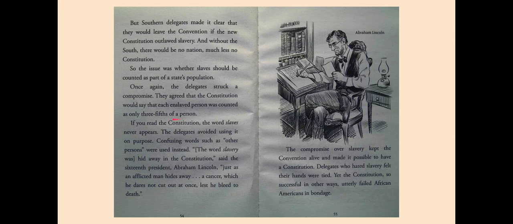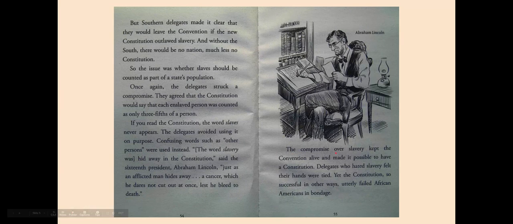That's really weird. If you read the Constitution, the word slaves never appears. The delegates avoided using it on purpose. Confusing words such as other persons were used instead. The word slavery was hid away in the Constitution, said the 16th President, Abraham Lincoln, just as an afflicted man hides away a cancer, which he dares not cut out at once, lest he bleed to death.